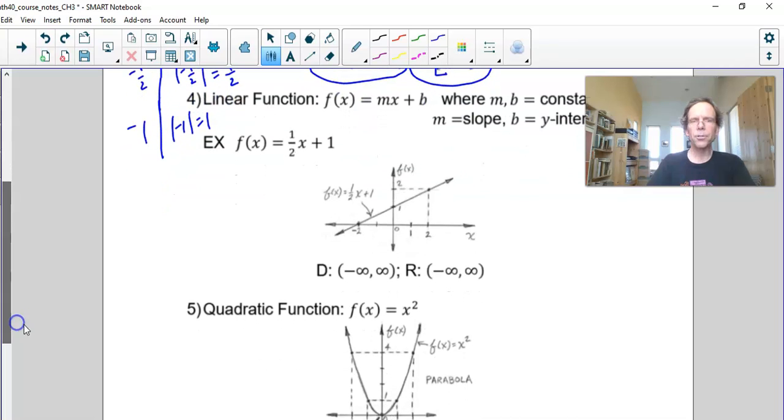All right, another simple function, a linear function. I've written it in slope-intercept form. f(x) = mx + b, where m is the slope. It's a number. You'd be given that number, like in this example, it's 1/2. And b is the y-intercept, where the graph crosses the y-axis. That's the b. It's also a number. And in this example, it's 1.